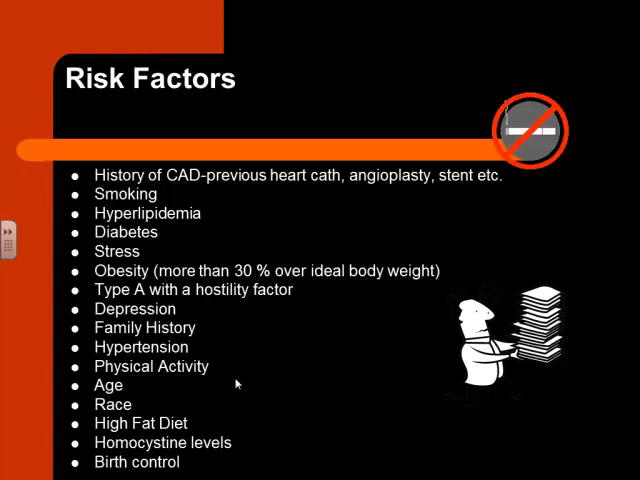Now, homocysteine levels is similar to high cholesterol. It is usually genetic. So if someone in your family has high levels of homocysteine in their blood, you may develop that as well. Homocysteine is an amino acid, so they do find how high the level is by doing lab work.